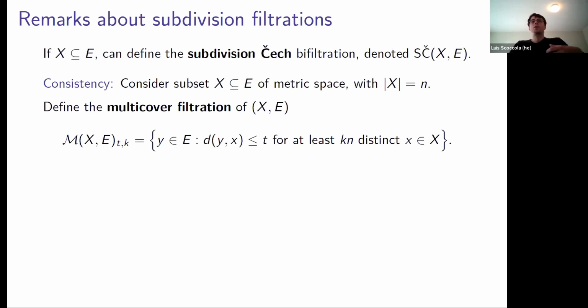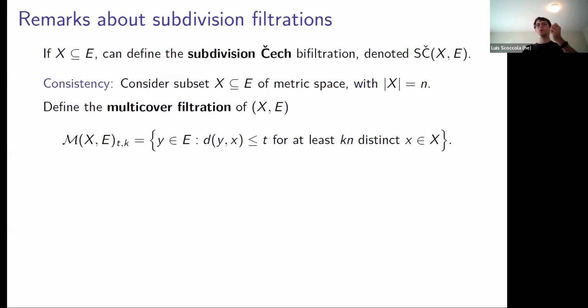In terms of what the subdivision-Rips filtration is computing, there's an answer that goes as follows. Again, in the case you have a finite subspace X of some metric space, you can define the multi-cover filtration, which is a filtration of E, and at scales t and k it has all the points in E that are at most t far away from at least k times n distinct points in X. And this is again a normalizing constant. So this is the important part, k. Instead of doing Čech, where you put a point whenever it's close to one of the data points, you put a point whenever it's close to at least k of them.